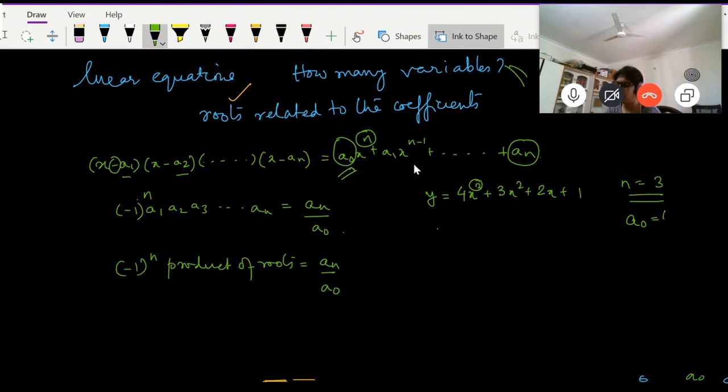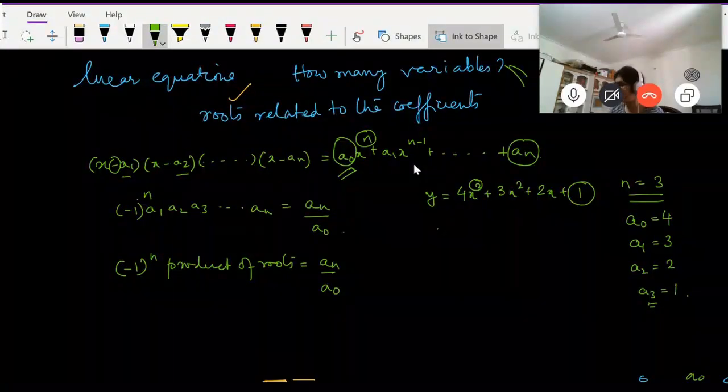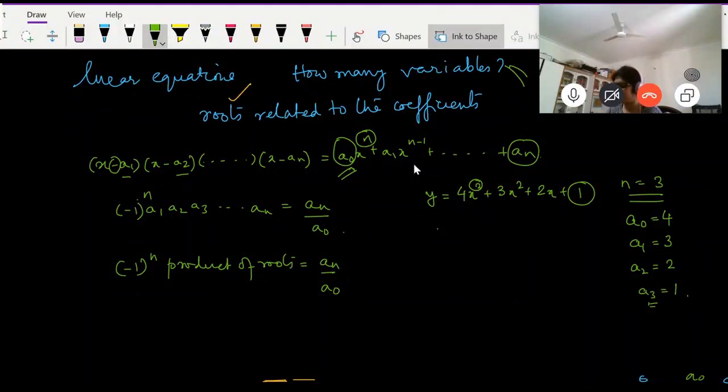A0 is 4. A1 is 3. A2 is 2. And A3? There is no A3. But wasn't that an because it's a constant? Yes, because n is 3 here, an becomes A3 here, right? So the last term is 1. So an is 1 here, right? So sum of roots.